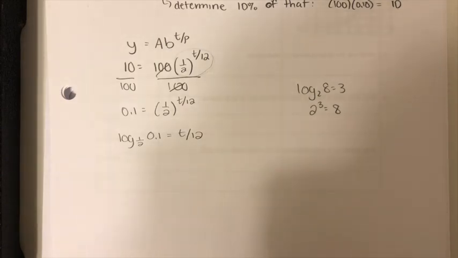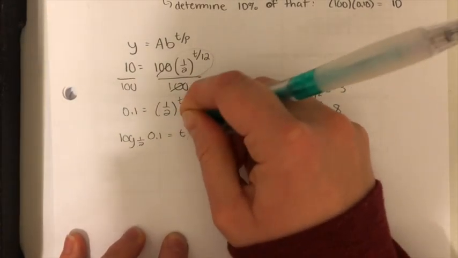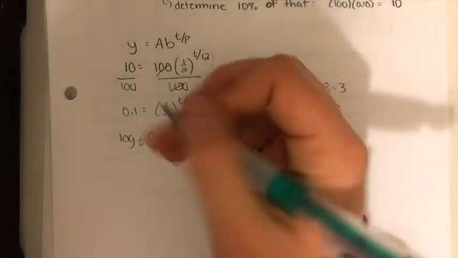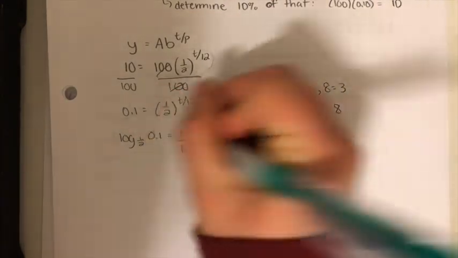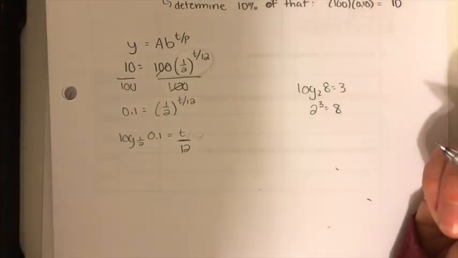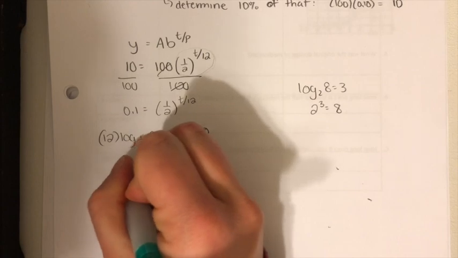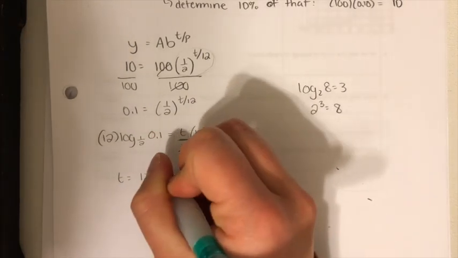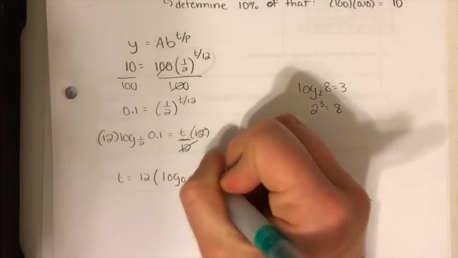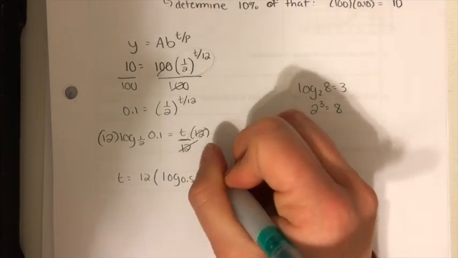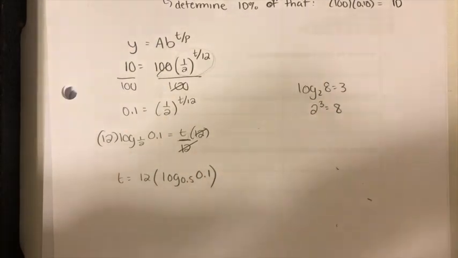Okay, so what that means, and I'm going to just write this more as a true division, like a fraction, kind of like that. Because if I want to get T by itself, I now want to multiply both sides by 12 to get rid of it. So T is equal to 12 times log base 0.5 of 0.1.